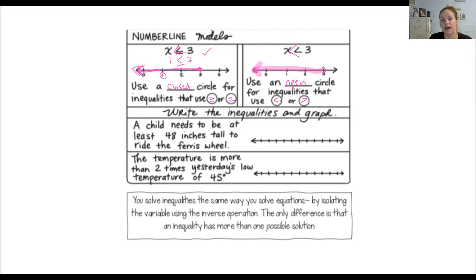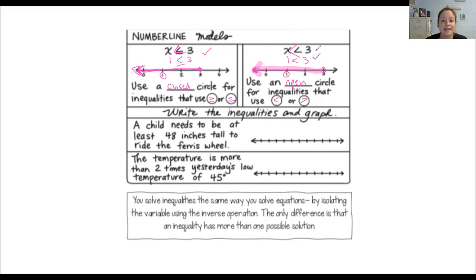And like I said before, to check ourselves, let's take a number on the side that we shaded and plug it in. Let's use 1 again. 1 is less than 3. Is 1 less than 3? Yes, it is. So it does check out. Okay, so remember, whenever we're doing things on a number line, you want to check yourself, all right?